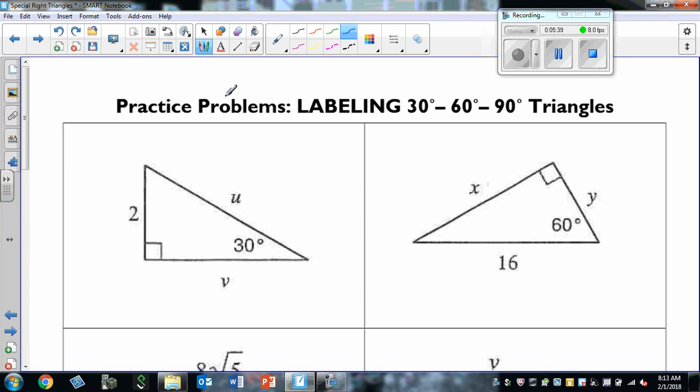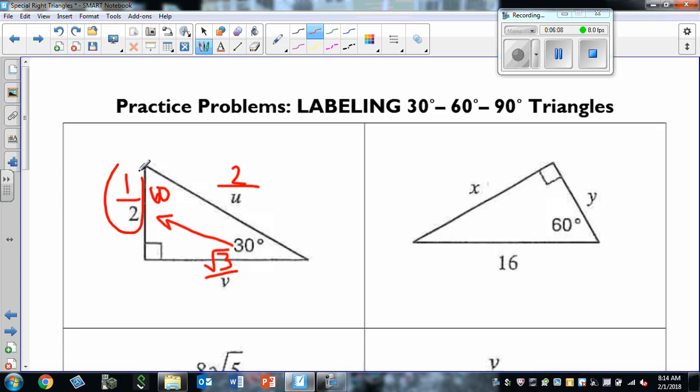Okay, so again, we're going to do some labeling. I might throw a little solving in there for you to see, but for right now, just label. I see the 30, so I'm going to go ahead and write my 60 here. 30 is across from 2, so that gets a 1 because it's the smallest. This gets a 2 because 30 times 2 is 60. And then we have our root 3.